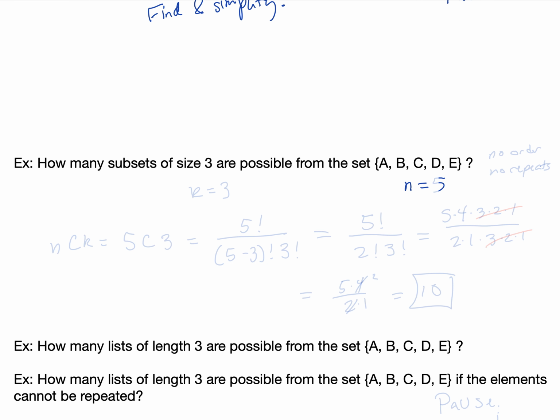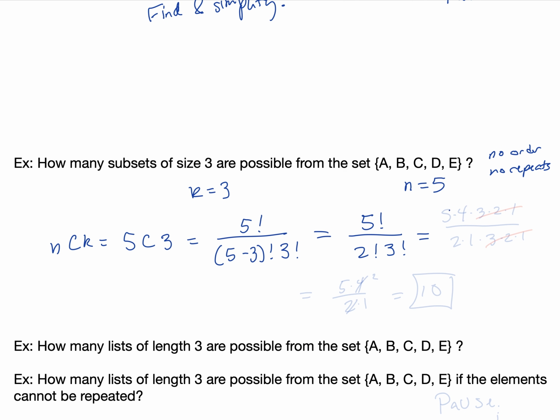Here n, the number of objects to select from, is 5, and k, the number of objects that we're selecting, is 3. Again, no order and no repeats, and that makes this a combination. And so this is nCk equals 5 choose 3 equals 5 factorial over (5 minus 3) factorial times 3 factorial. Now simplifying this, we've got 5 factorial divided by (5 minus 3), which is 2 factorial, times 3 factorial. And factorials simplify nicely.